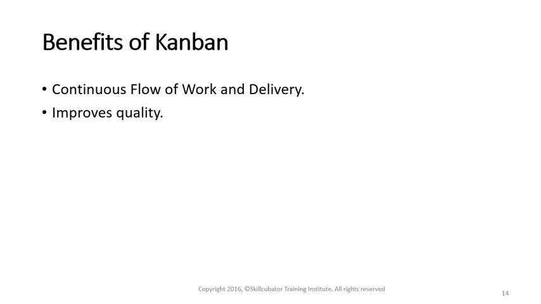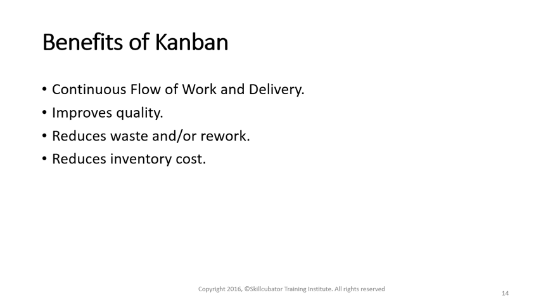Helps in improving the quality of work. If you remember, we talked about the WIP limits. By putting the WIP limits, we are ensuring that the work is pulled only when there is available capacity, and hence it improves the quality of work, which means less waste and rework. Also helps in reducing the inventory cost, right? Helps in boosting the productivity of the workers, of the employees working. So basically, all these are the key benefits of Kanban.